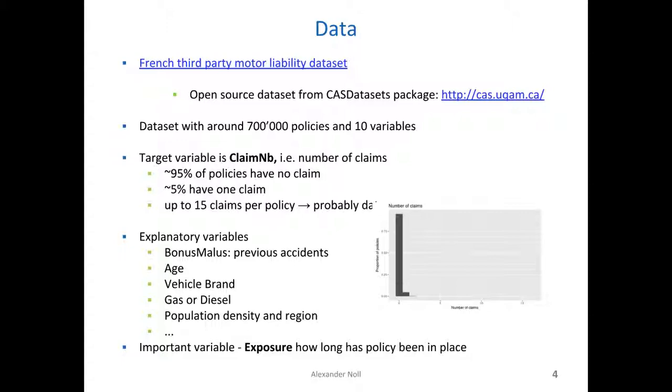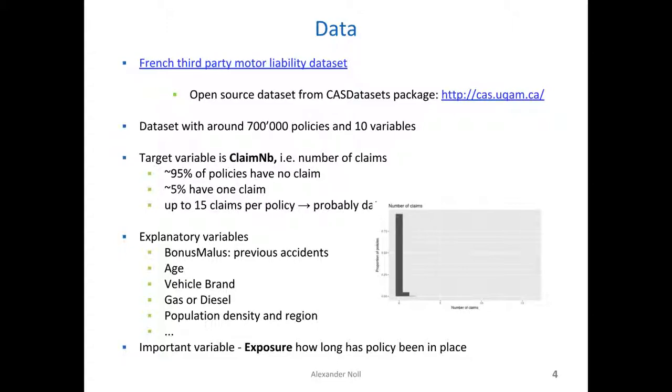So let me briefly talk about the data. It's about a French third-party motor liability data set. So third-party motor liability means that if you have an accident and you injure a third person, then the insurance company pays for the injuries of this third person.